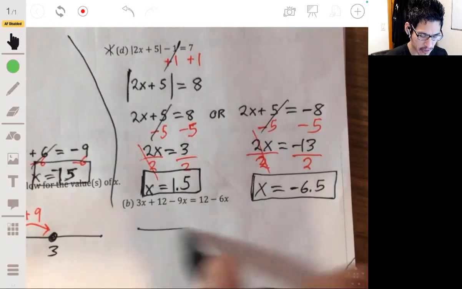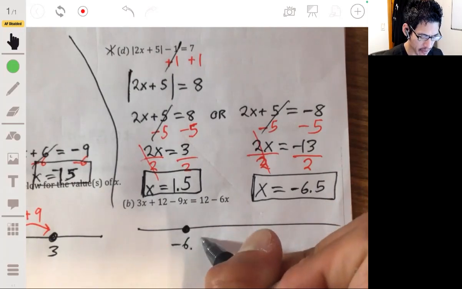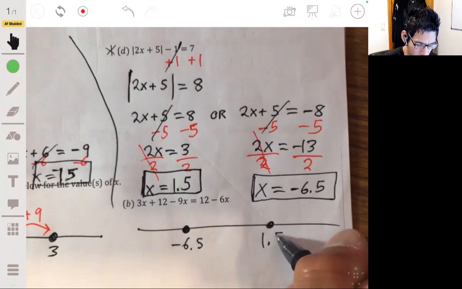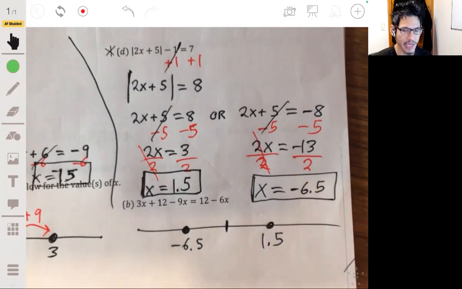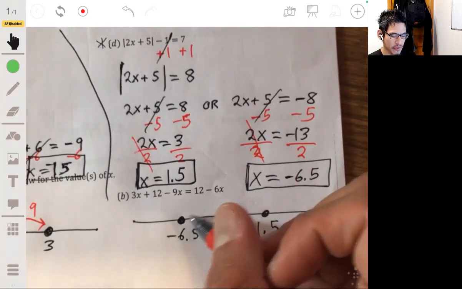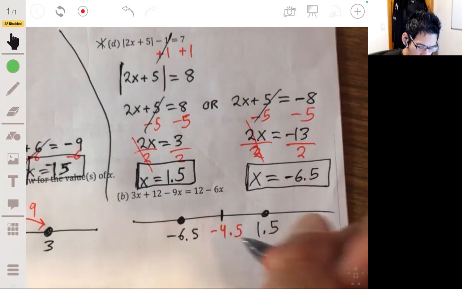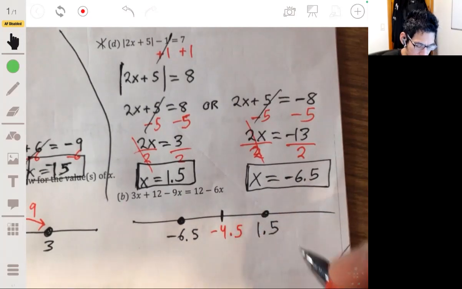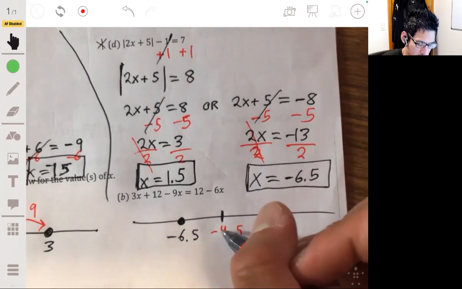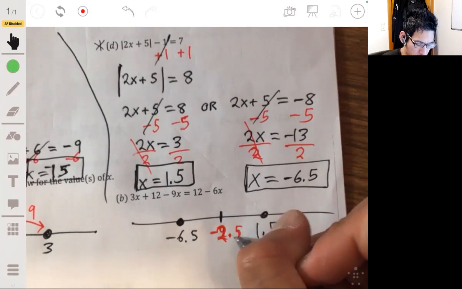So let's number line this. Negative 6.5. And then 1.5. And in the middle of those, they're 8 units away from each other. So 4 units more than negative 6.5 is negative 4.5. Right? No, actually, that's wrong. No, actually, hold on. No, negative 2.5. Oops, that should be negative 2.5. Is in the middle.